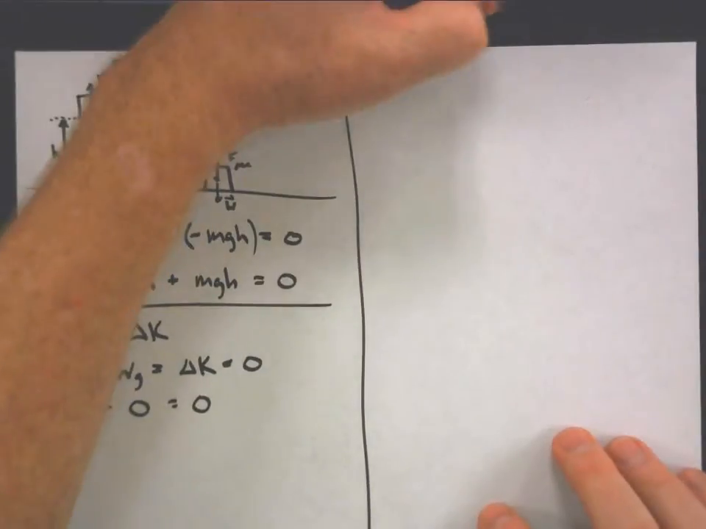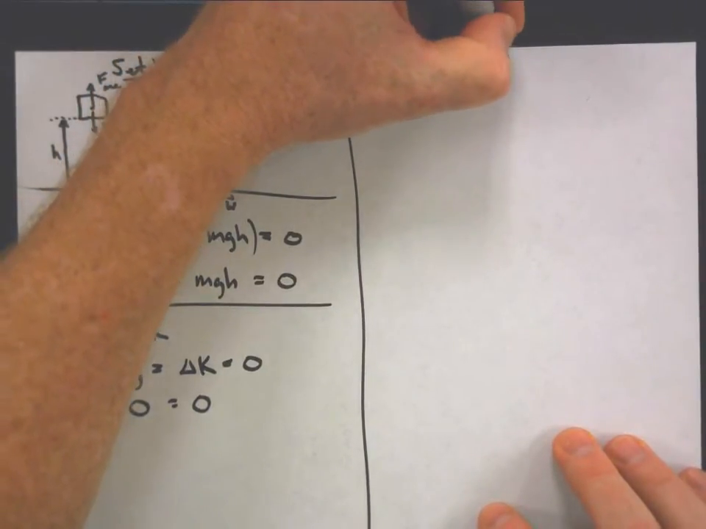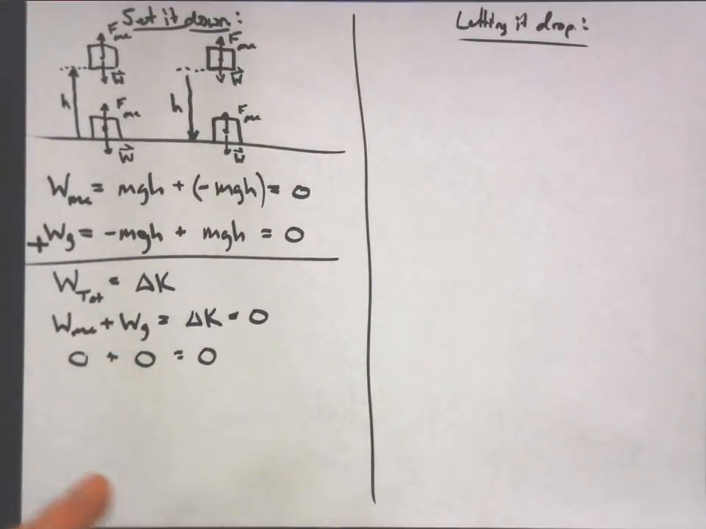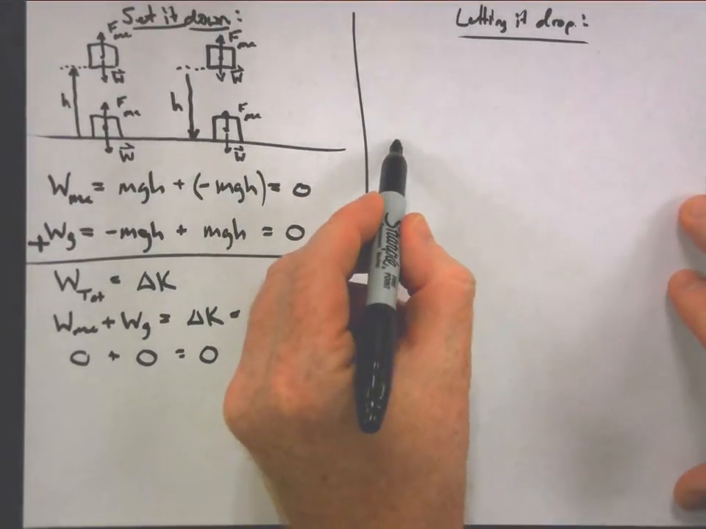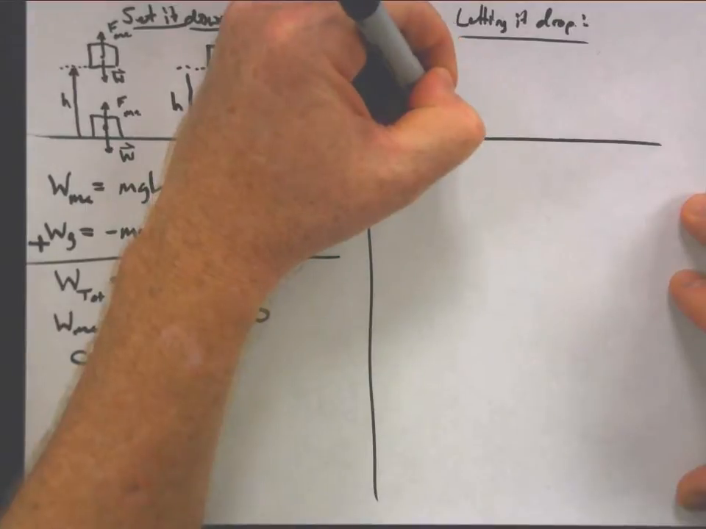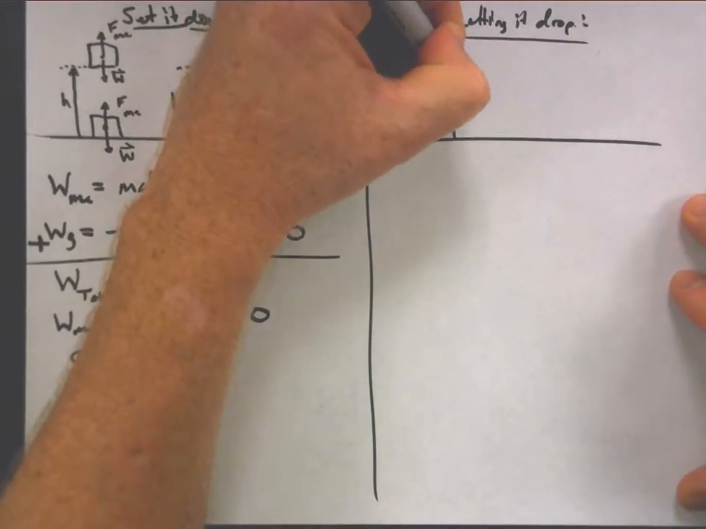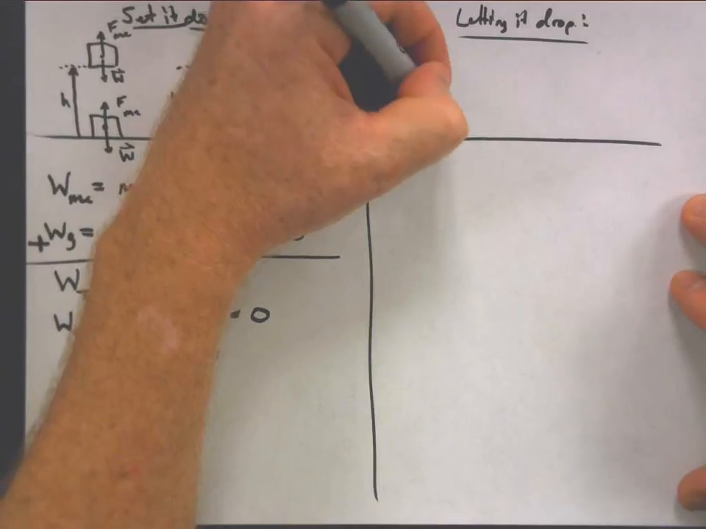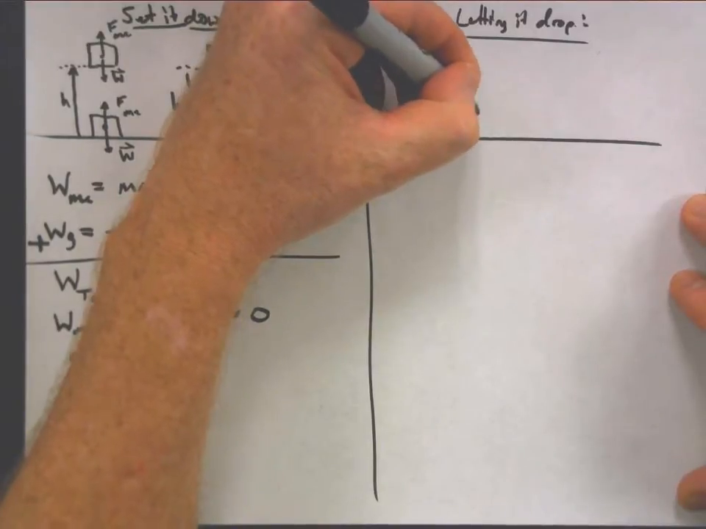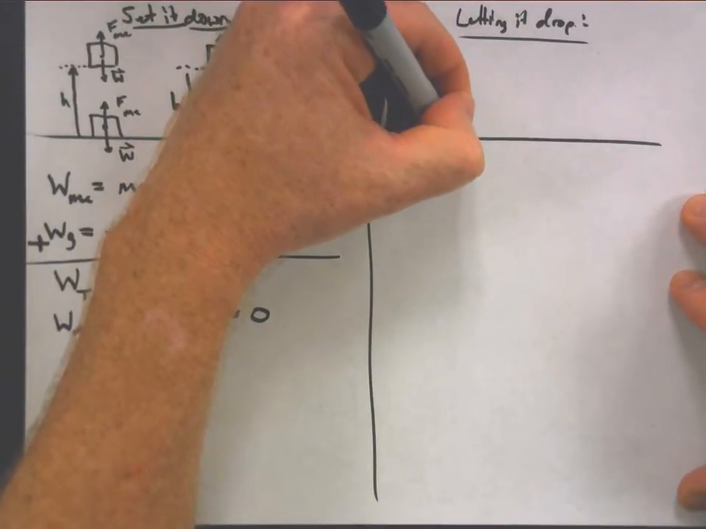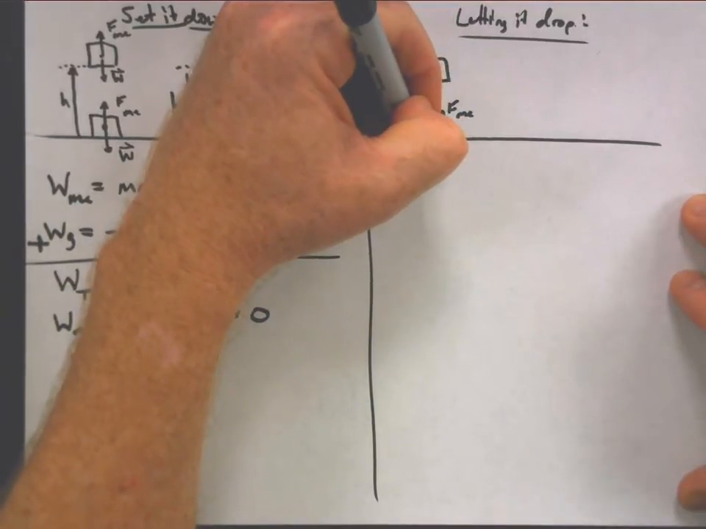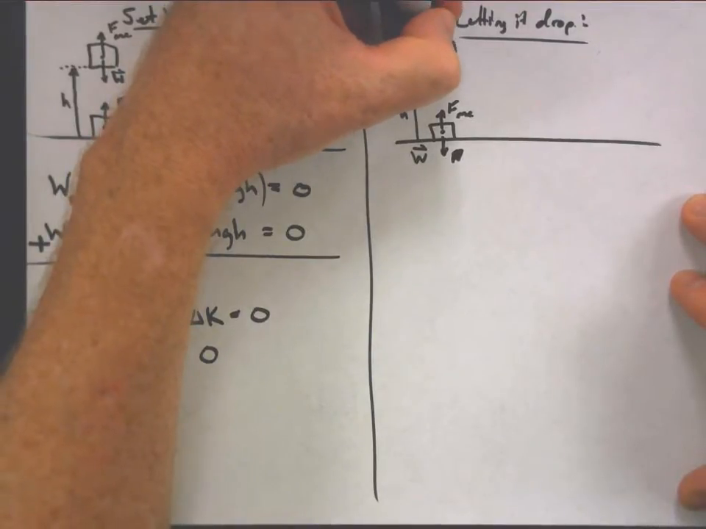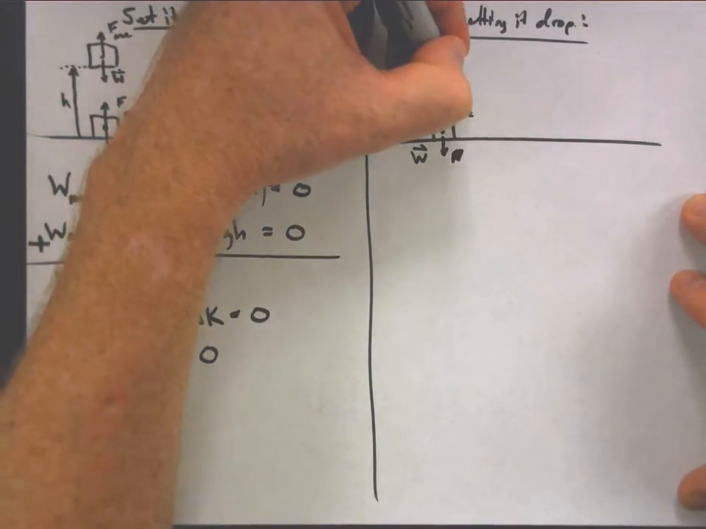But let's analyze now letting it drop. Okay. So similar beginning. We're going to lift this thing up to height h. Same two forces, force of me. Notation, get my notation right. Weight is that force, and same two forces are acting up here. Force of me, weight with an arrow.